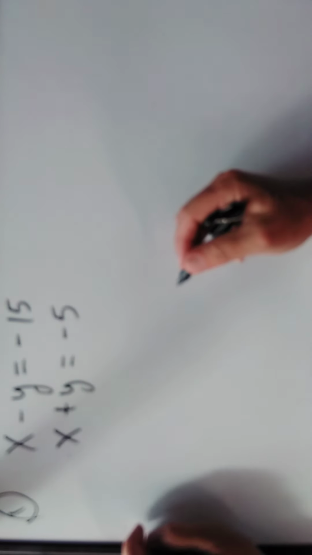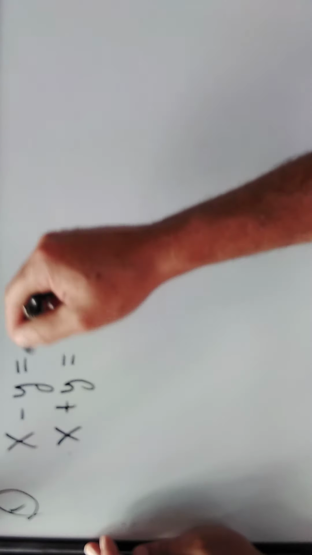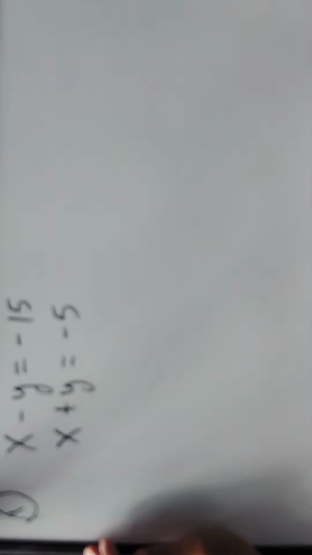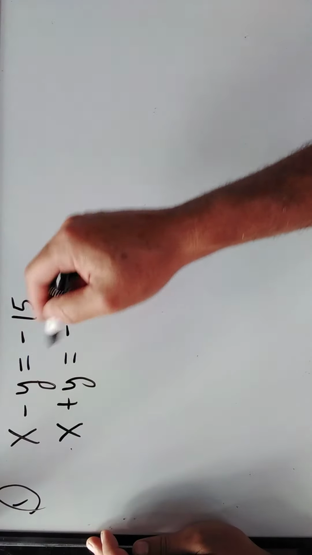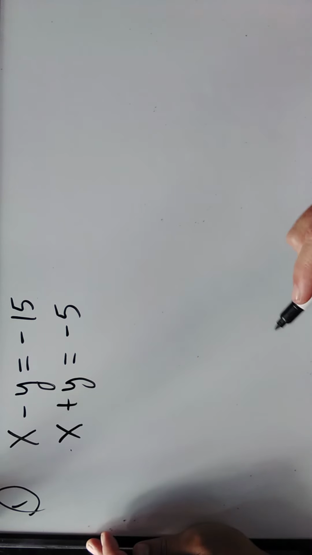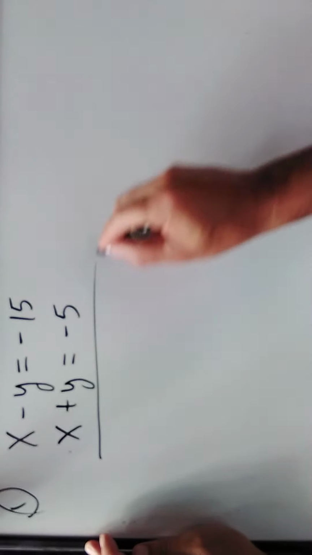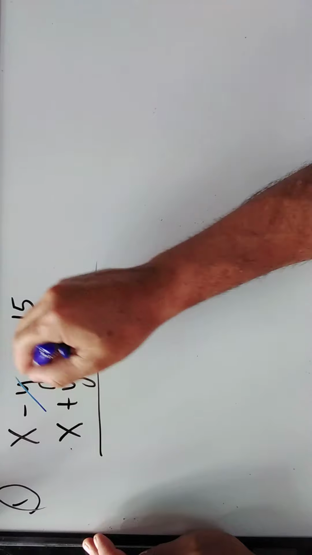Okay, so I'm gonna do the elimination method to solve this system. The first thing I need to look for is I'm gonna be adding each column, right? So I have to make sure that when I add each column, one of the variables cancels out. In this case, I notice that if I add up each column, the y's are gonna cancel out. So that's good for me for now. I'm gonna cancel the y's out.